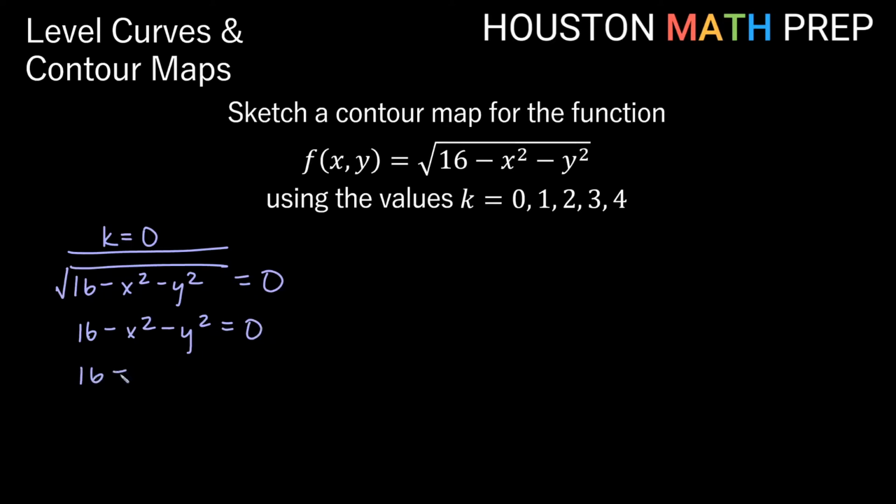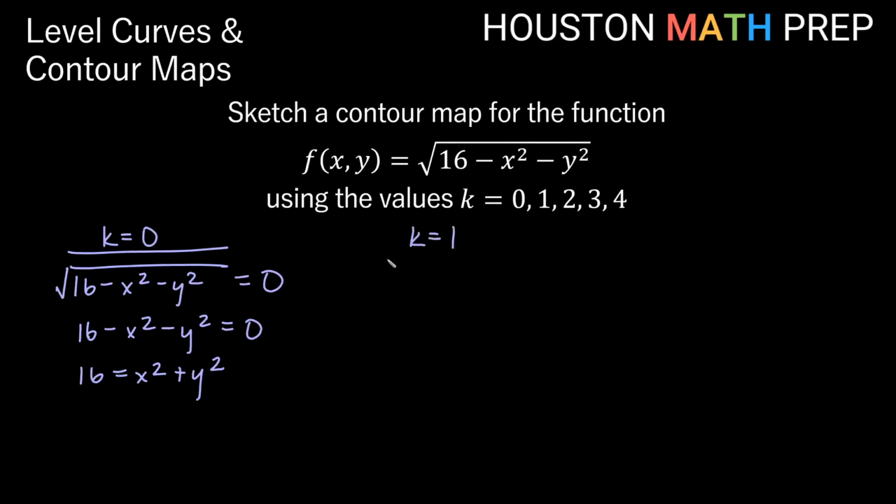I would get 16 is equal to x squared plus y squared. And looking at this, you might notice that this is a circle with radius equal to 4. This is centered at 0, 0. Let's take a look at the level curve where k is equal to 1.